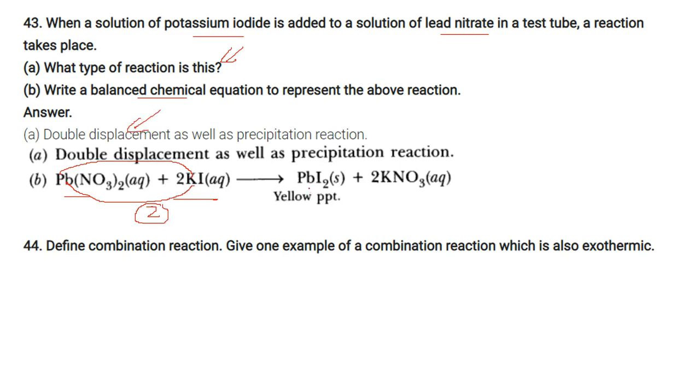Now this PbI2, lead iodide, is actually a yellow precipitate. Since it is a yellow precipitate, it's a precipitation reaction as well. So these are the answers.